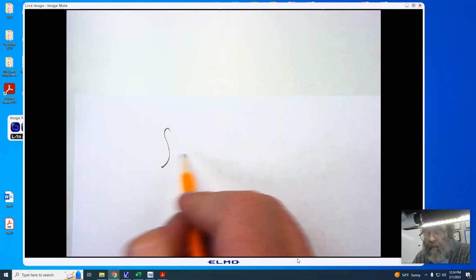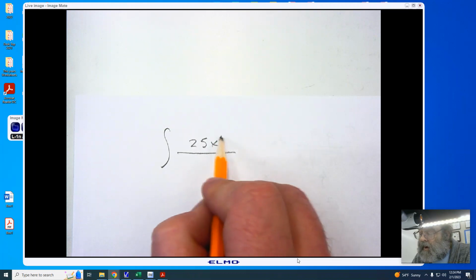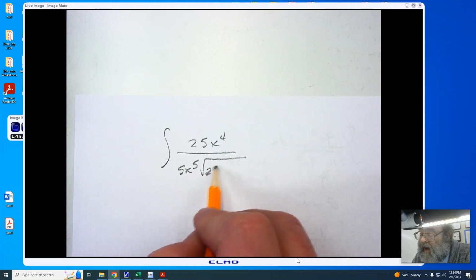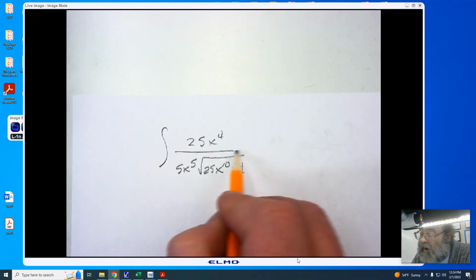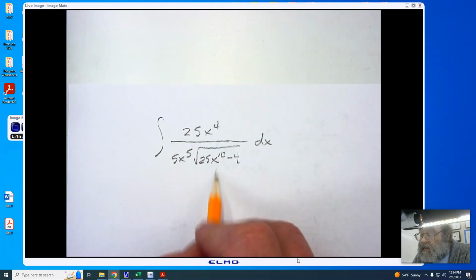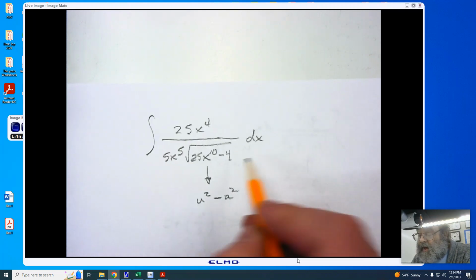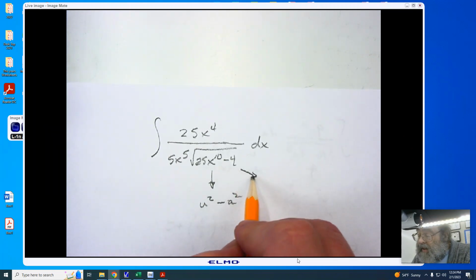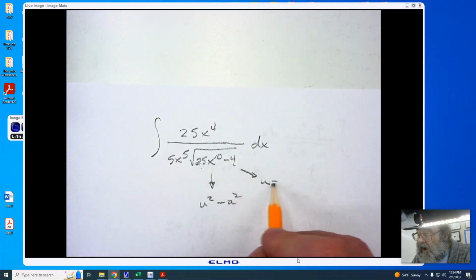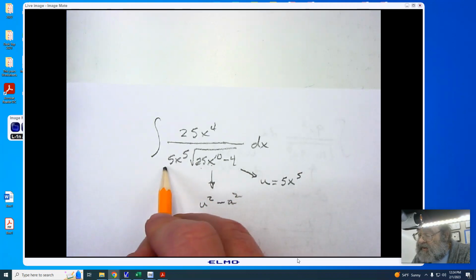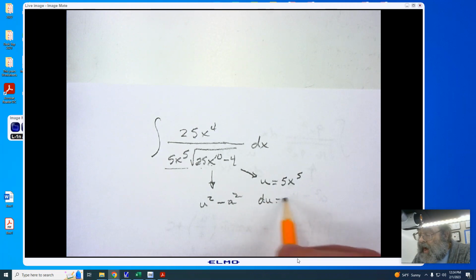Last one, number 8. Number 8 was the integration. We had 25x to the 4th. We have 5x to the 5th. We have the square root of 25x to the 10th minus 4 dx. Looks like I'm working with a u squared minus an a squared. That's the arcsecant. So I want to find what is u squared. Take the square root of the 25 and you get 5. Square root of x to the 10th, you get x to the 5th. And you'll notice that that's what's outside. du happens to be 25x to the 4th dx.